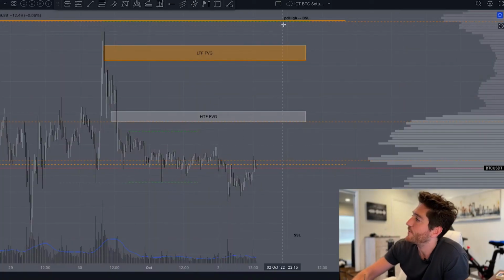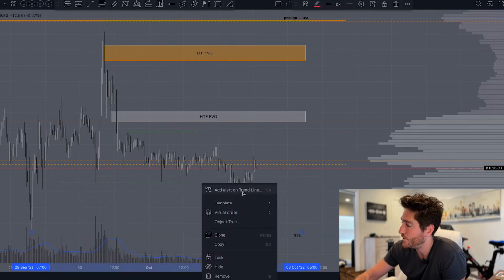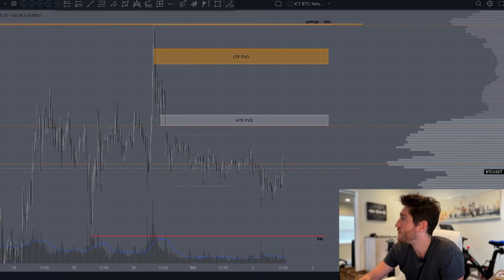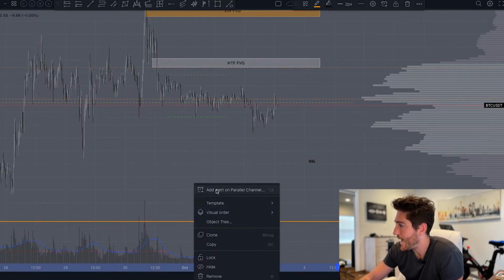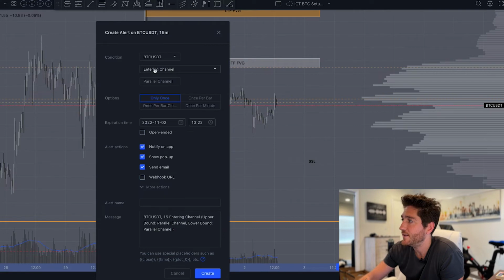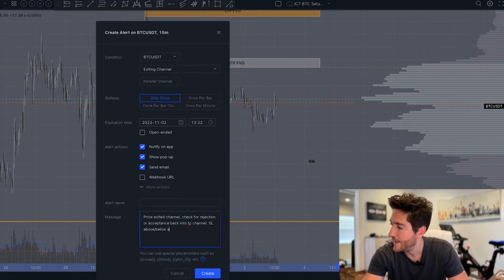So this is the best way for me to actually add them on trend lines, add them directly on price, right? I can do this trend line 1, 2, add alert on trend line. You get the gist of it. But we can actually add it to a lot of different things on TradingView. I put the channel here, right? Maybe you are, again, a range trader. You love it. Add alert on parallel channel. And I can set the conditions that if price is exiting the channel, I want to know. So: price exited channel, check for rejection or acceptance back into channel. SL above or below a previous high-low outside of channel.